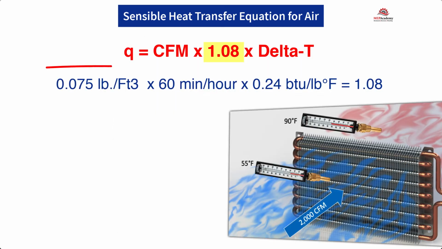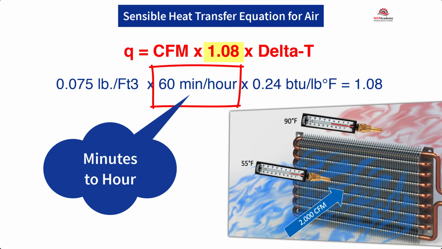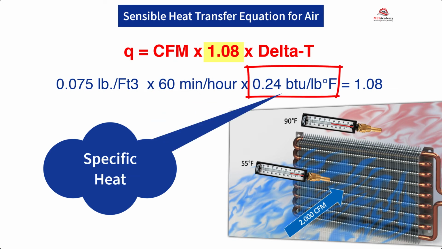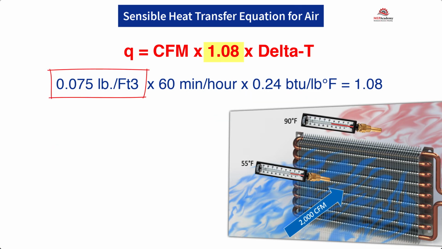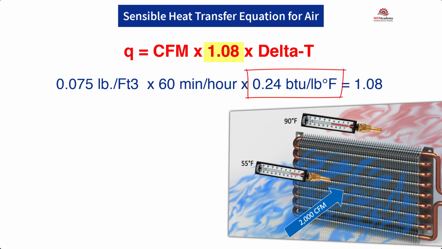First, we have the weight of air at 0.075 pounds per cubic foot. Then we have the conversion of minutes into hours. And lastly, the specific heat of air at 0.24 BTUs per pound degree Fahrenheit. This is what that looks like: 0.075 pounds per cubic foot times 60 minutes an hour times 0.24 BTUs per pound degree Fahrenheit equals 1.08.